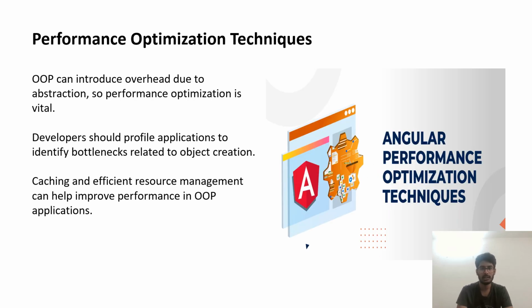Performance optimization techniques. OOP can introduce overhead due to abstraction, so performance optimization is vital. Developers should profile applications to identify bottlenecks related to object creation. Caching and efficient resource management can help improve performance in OOP applications.